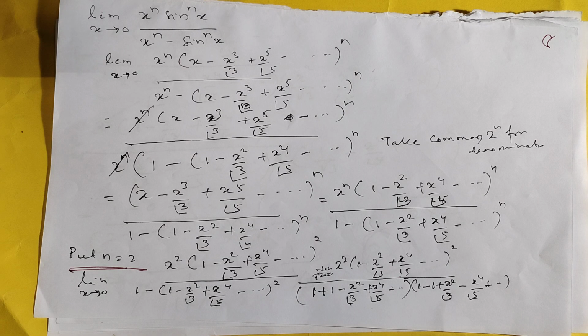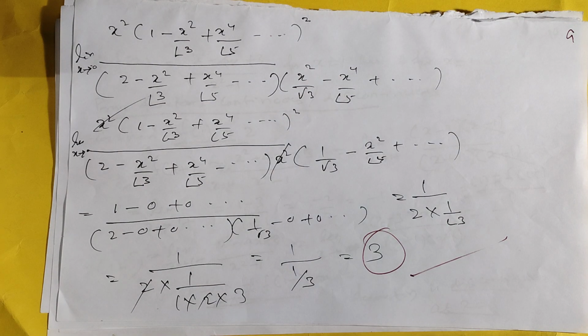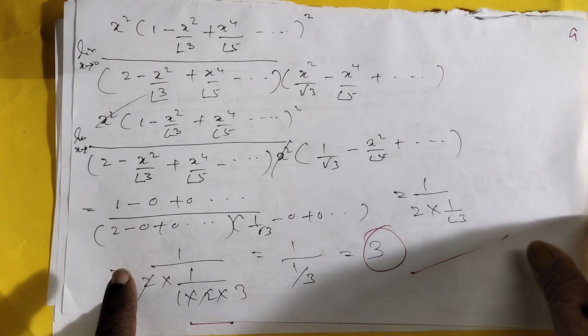Limit x tends to 0, (x into sin nx) divided by (x and minus sin x). Here take a common factor x from both the numerator and the denominator, then automatically put n is equal to 2. And in the denominator, use the formula a square minus b square is equal to (a plus b) into (a minus b). Accordingly it will come 1 by 3.